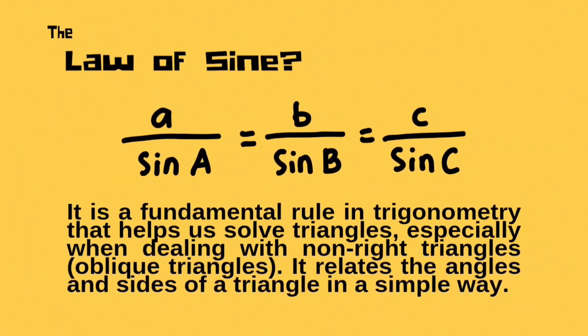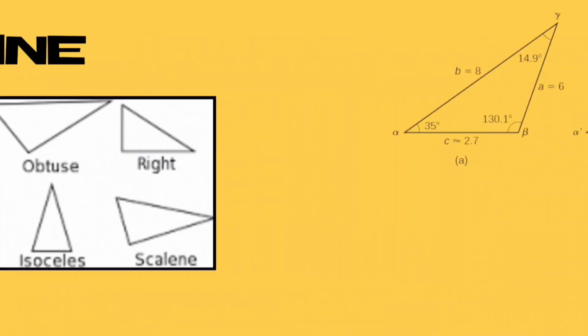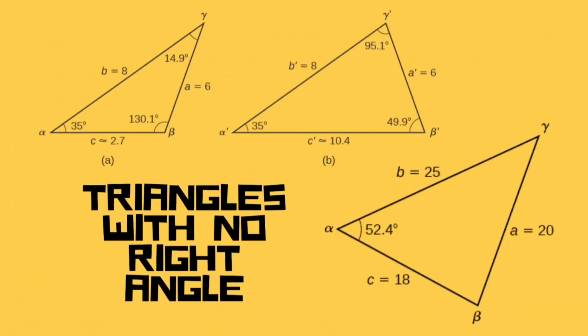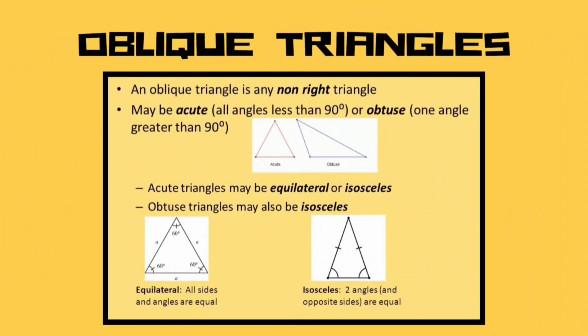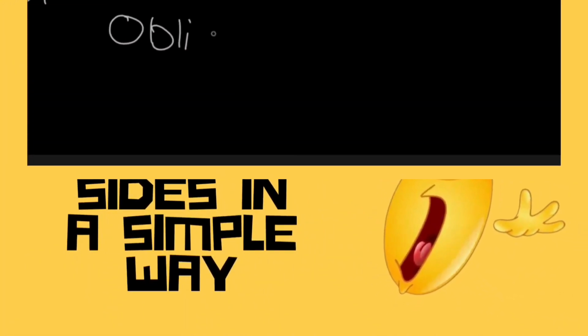The law of sines is a fundamental rule in trigonometry that helps us solve triangles, especially non-right triangles, or oblique triangles, which don't have a 90-degree angle. It relates the angles and the sides of a triangle in a simple way.